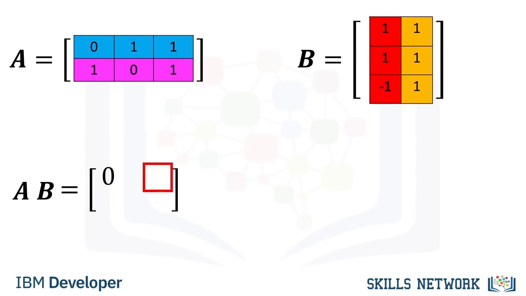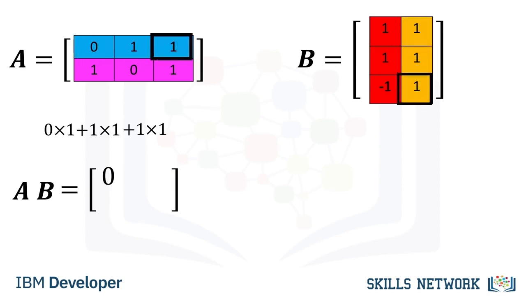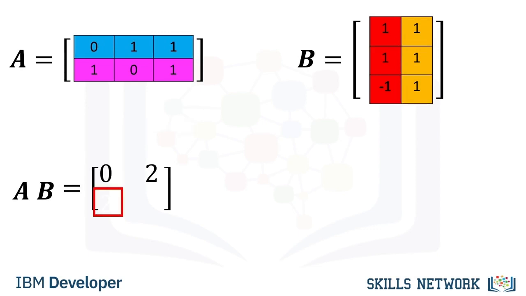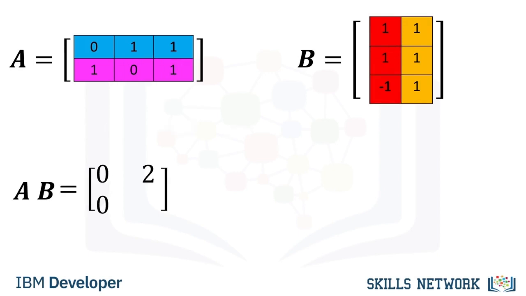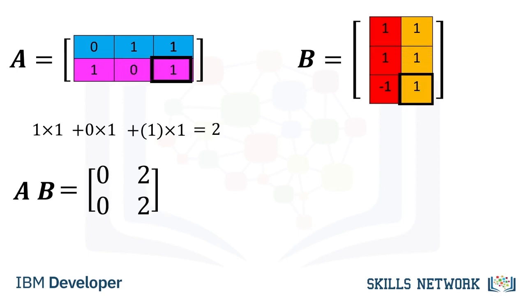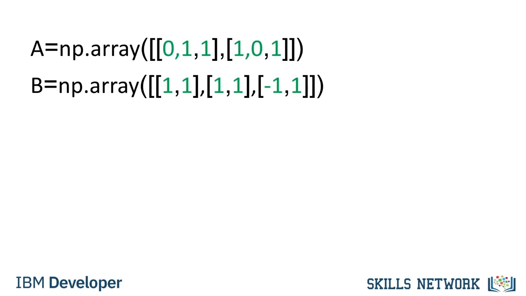The result is 0. For the first row and the second column of the new matrix, we take the dot product of the first row of the matrix A, but this time we use the second column of matrix B. The result is 2. For the second row and the first column of the new matrix, we take the dot product of the second row of the matrix A with the first column of matrix B. The result is 0. Finally, for the second row and the second column of the new matrix, we take the dot product of the second row of the matrix A with the second column of matrix B. The result is 2.